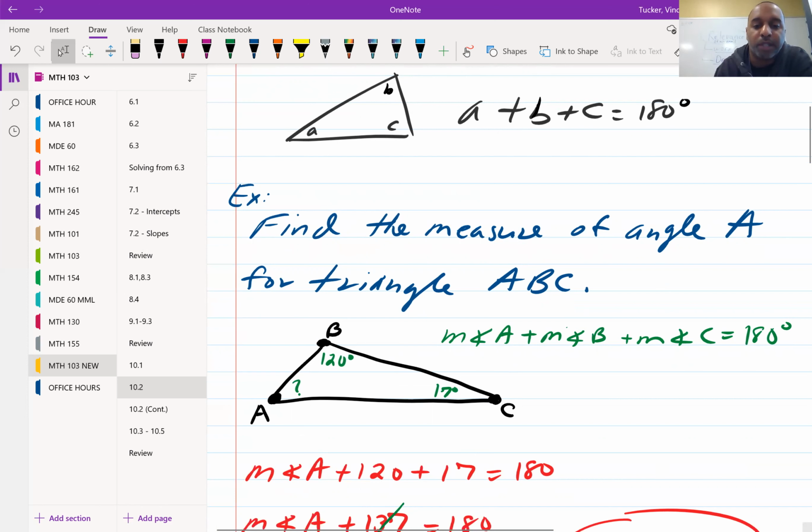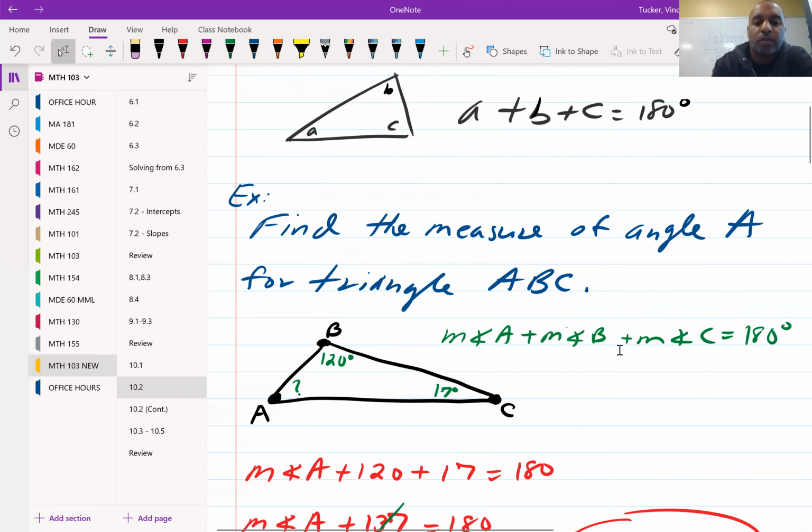Hold on one second. Let me check something real quick. I just wanted to make sure my stuff was set properly.